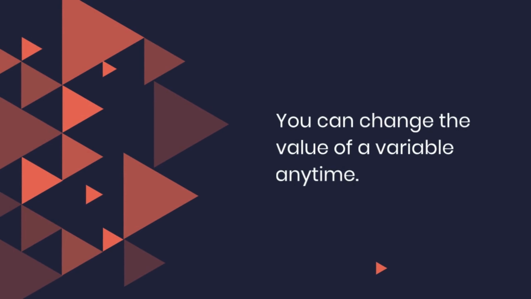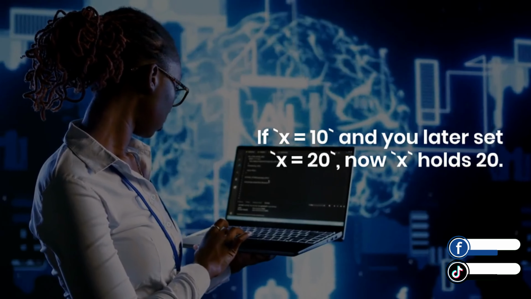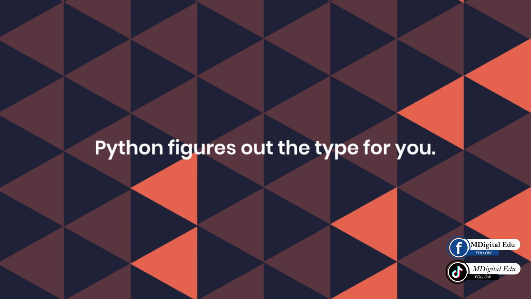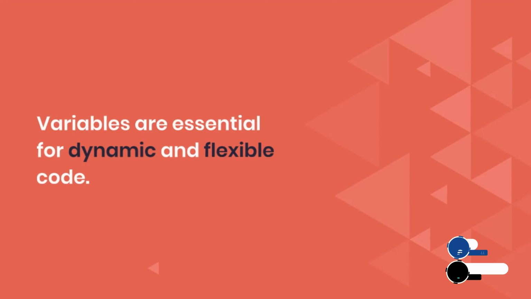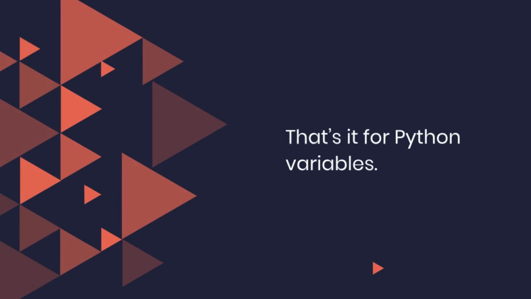You can change the value of a variable anytime. If x = 10 and you later set x = 20, now x holds 20. Python figures out the type for you. Variables are essential for dynamic and flexible code. That's it for Python variables.